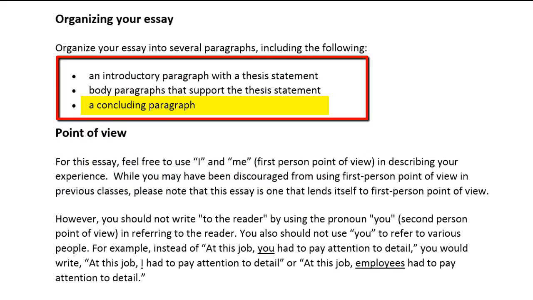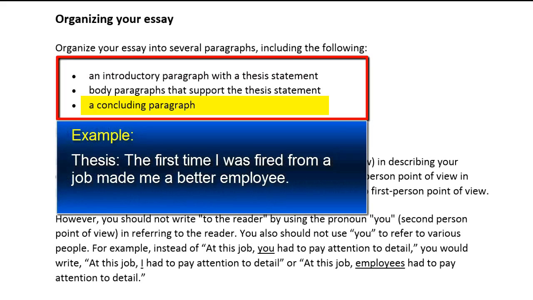The conclusion paragraph can follow many strategies, including talking about implications for the future, putting the topic in a broader context, and so forth. For example, the conclusion paragraph of an essay focused on our example thesis, "The first time I was fired from a job made me a better employee," could briefly mention the narrator's success in his or her next job, or talk about how becoming a valuable employee is a process that takes place over time with a series of learning experiences.